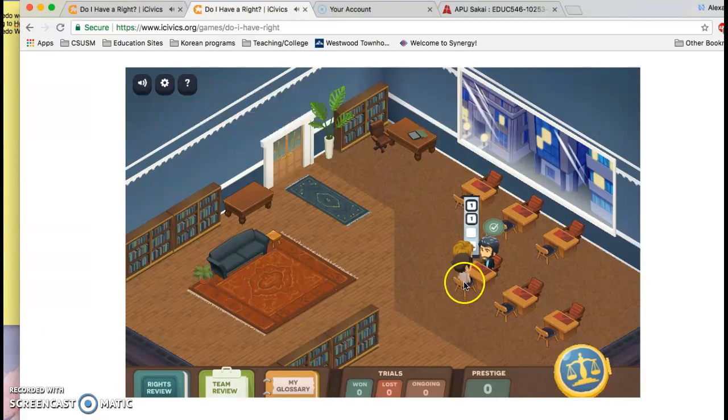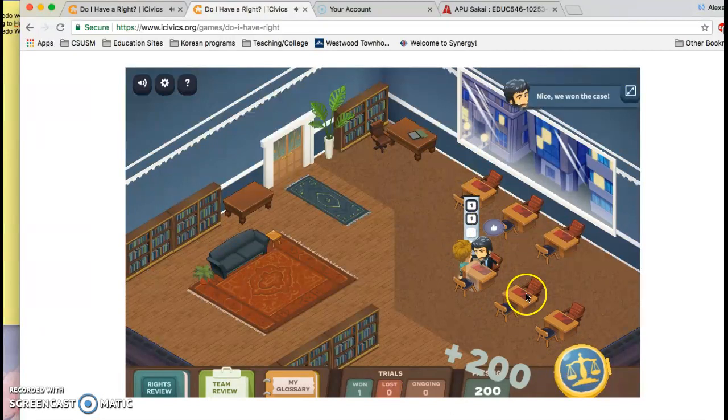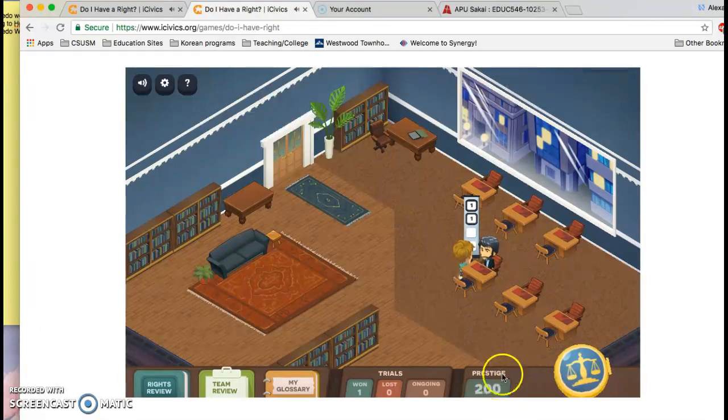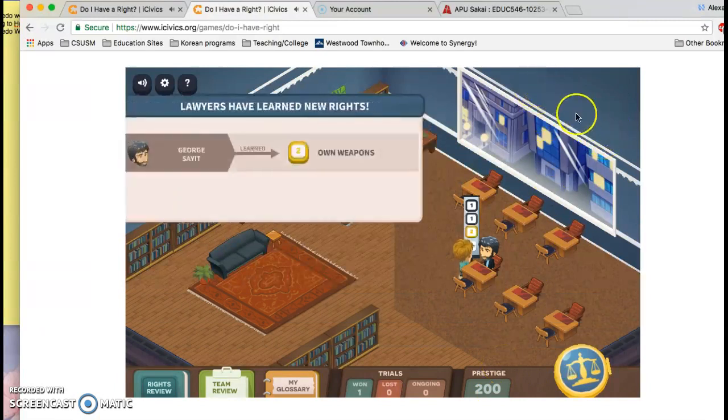So in this case, we have somebody who had an issue and I determined that they probably have a case with the First Amendment. I matched them to the First Amendment lawyer, and now we're going to see what happens. We're going to be waiting for the trial, and it looks like we won, and so we won some money. As you win more prestige points, you're able to buy more things. You can buy decorations on the walls.